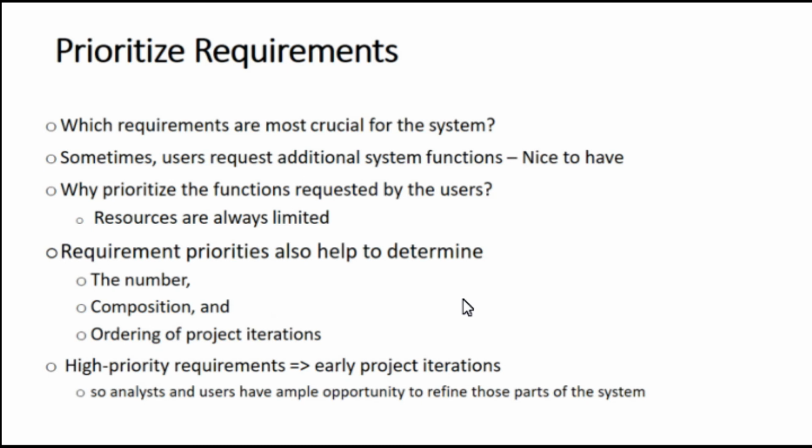Okay, so a high priority requirement is performed or built in the early project iterations. So analysts and users have a very ample opportunity to refine those parts of their system. So you have much time if you construct the high priority requirement first, and you have time to refine it and receive feedback from users on that specific requirement.